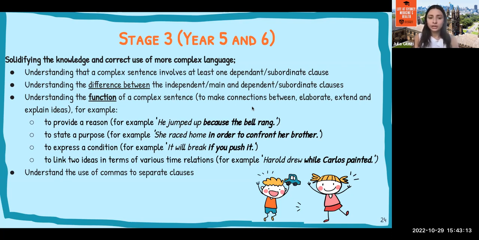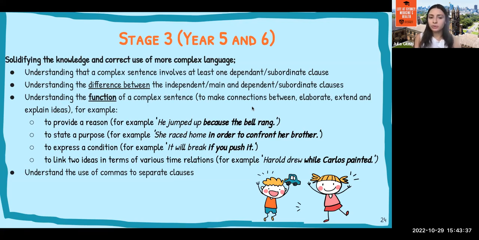So I'll leave this slide up for a few seconds so that you can have a better read of it now. Okay, feel free to pause it if you haven't finished reading it.